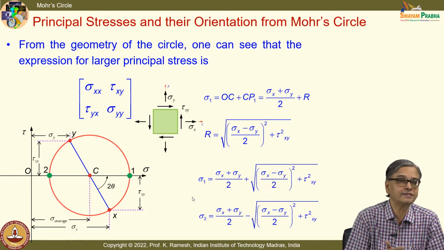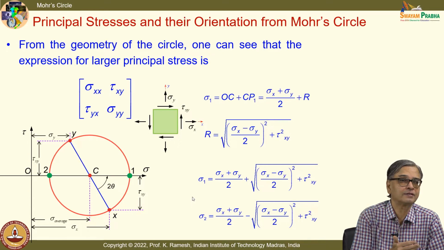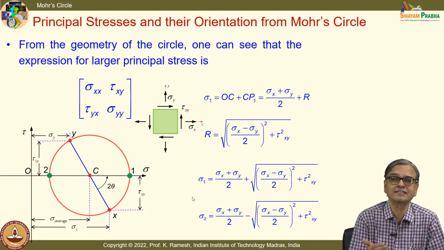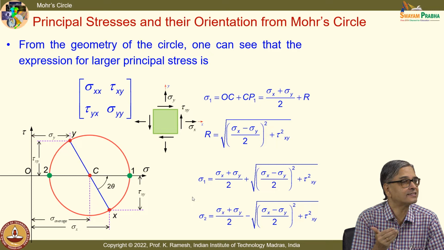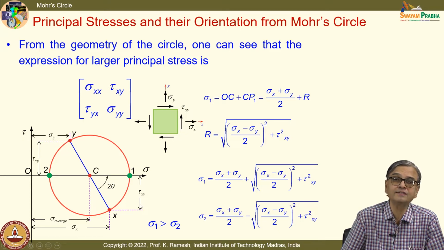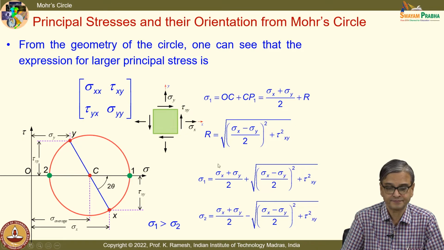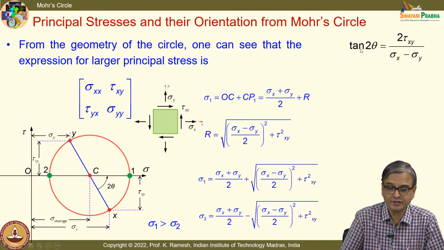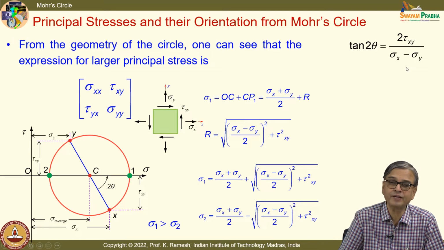Ideally what you do is, depending on the numbers, you will have to find out and arrange them: the algebraically largest as sigma 1, the algebraically smallest as sigma 2. So, this is a convention that is being used, and I also said you can find out from the graph what is the orientation of the principal stress, and that you have as tan 2 theta equal to 2 tau xy divided by (sigma x minus sigma y).